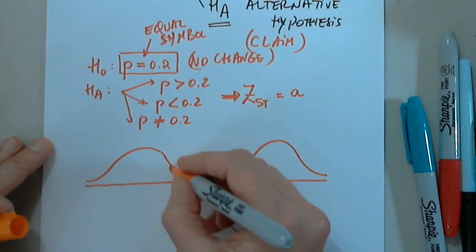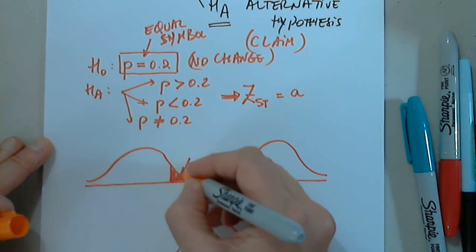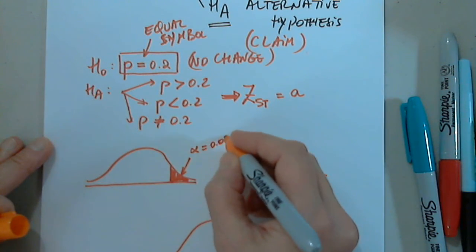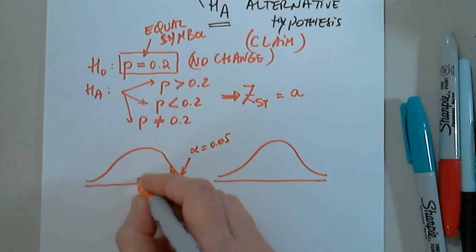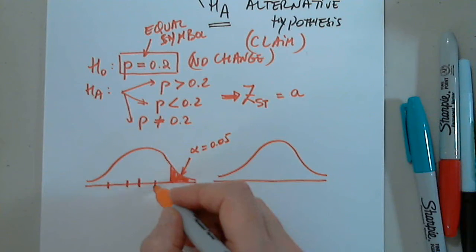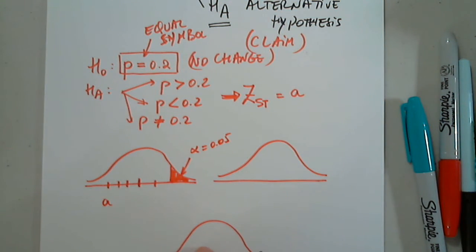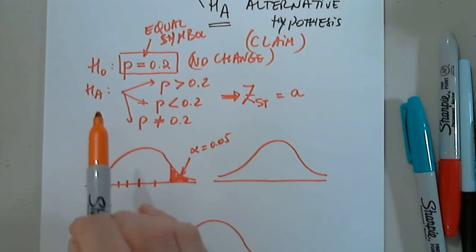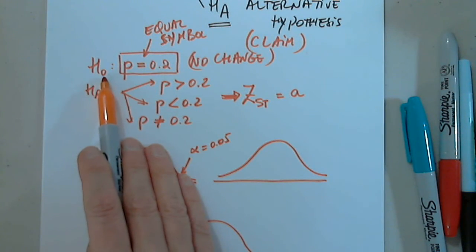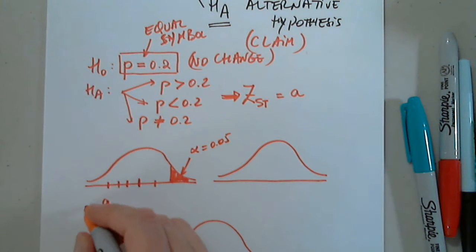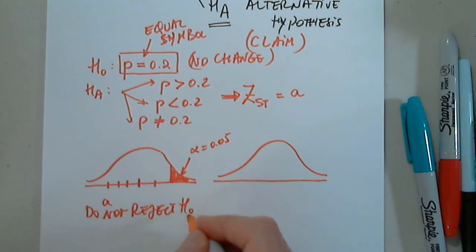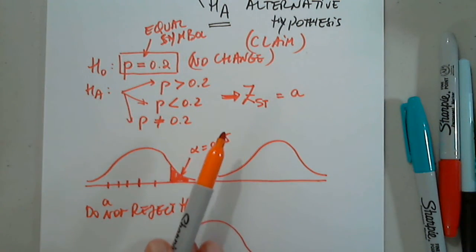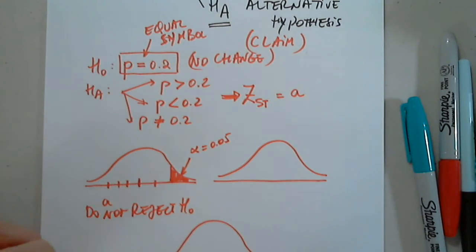Okay, so for the upper tail test, this is my alpha, let's say 0.05, and the Z statistic falls here, or here, or here, or here, or here. That's my A. If that's the case, I cannot reject the null hypothesis. Do not reject the null hypothesis. I don't have enough evidence coming from the sample to reject it.